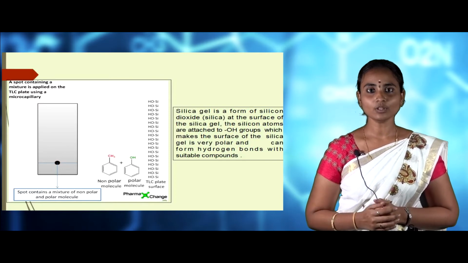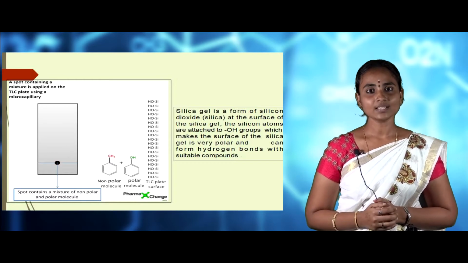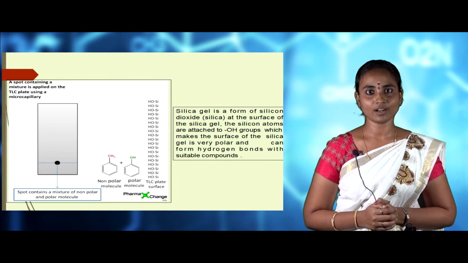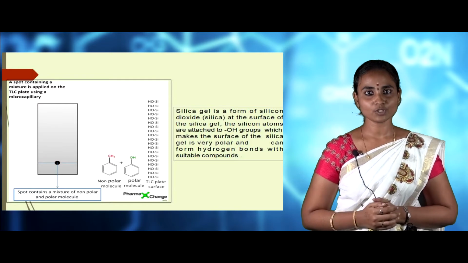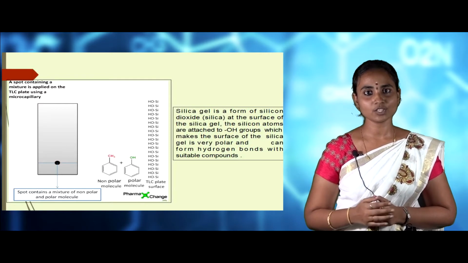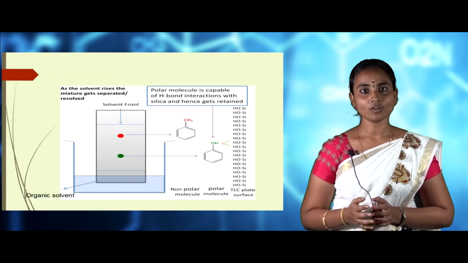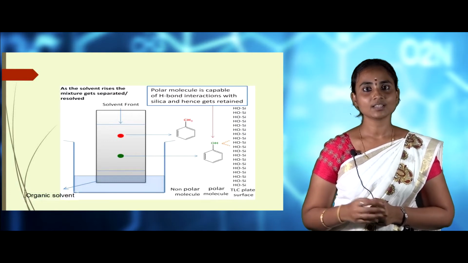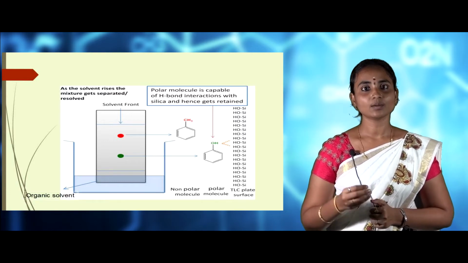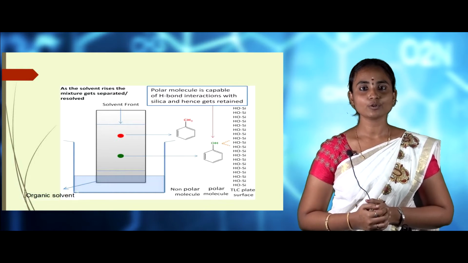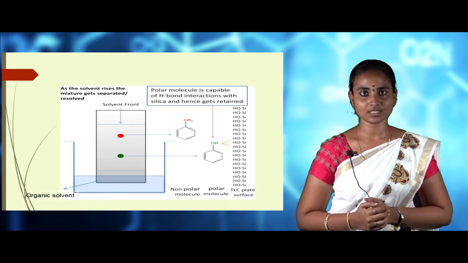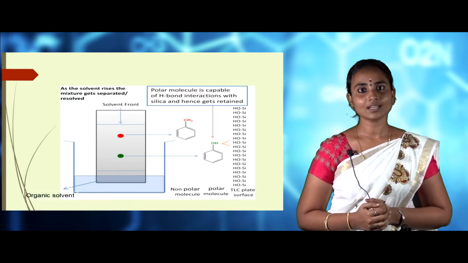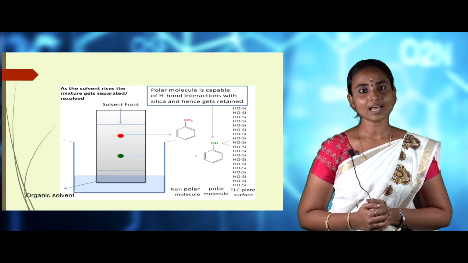The spot contains both polar and non-polar molecules, which get adsorbed onto the silica gel, the adsorbent in thin layer chromatography, which contains silanol groups of OH bonds. So this forms hydrogen bonds between the polar molecules and the OH groups of the silica gel. As the solvent rises due to capillary action, the mixture gets separated: the polar compound gets retained due to the hydrogen bond with the OH group of silanol molecules in the stationary phase, and non-polar molecules move with the mobile phase and get separated.